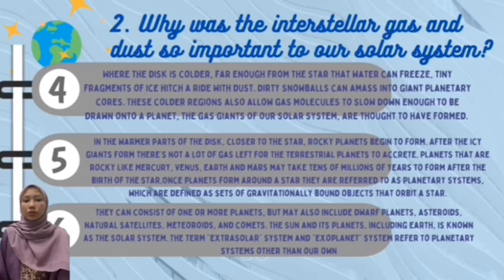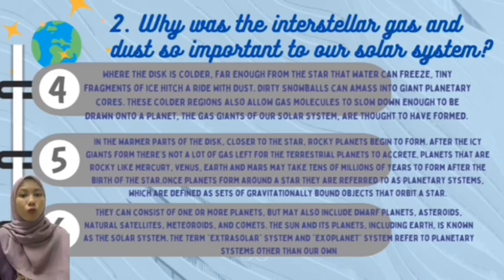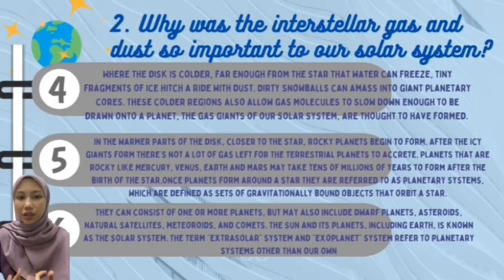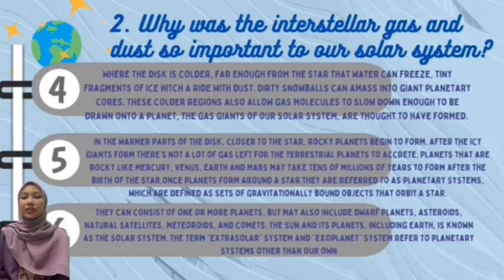Once planets form around a star, they are referred to as planetary systems, which are defined as sets of gravitationally bound objects that orbit a star. They can consist of one or more planets, but may also include dwarf planets, asteroids, natural satellites, meteors, and comets. The Sun and its planets, including the Earth, which is our planet, is known as the solar system. The terms extrasolar system and exoplanet system refer to planetary systems other than our own.